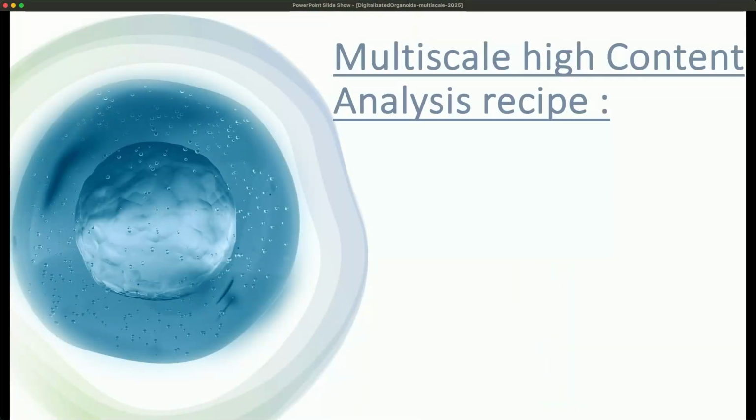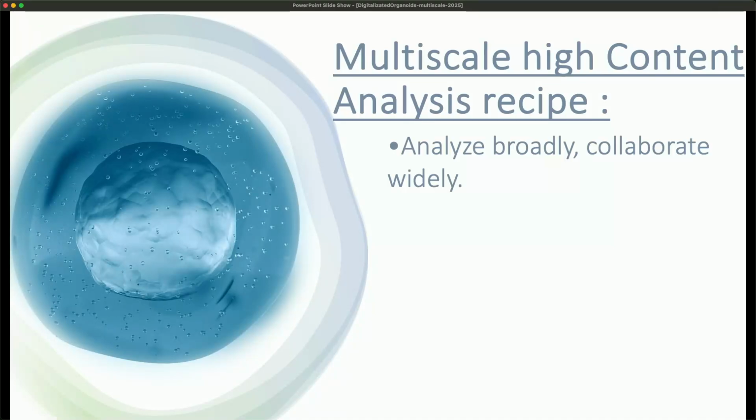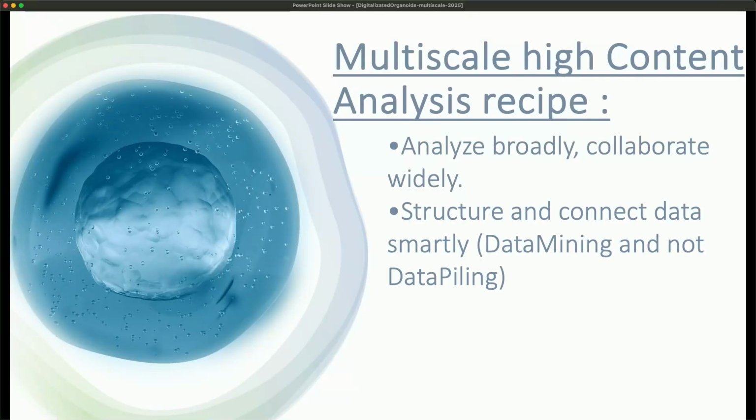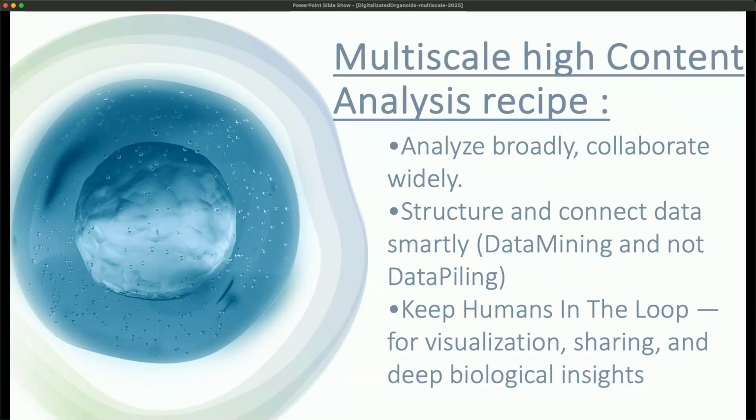So take-home message, and I think I'm good in terms of time. Take-home message for this session of multiscale: the multiscale high content analysis recipe. I'm trying to put something here. Analyze broadly, but collaborate widely, clearly. Do not reinvent everything. Try to have something that is smartly connected in terms of data. Once again, not piling, but mining, and allow the biologists back in the loop. It's very important to keep the human in the loop and to help with visualization and sharing, and that will allow the deep biological insight.